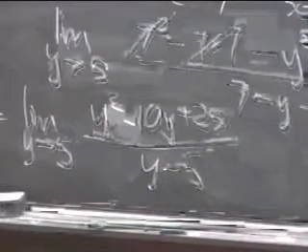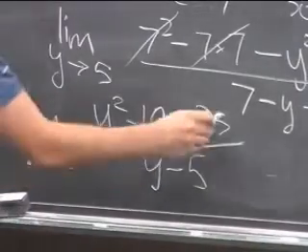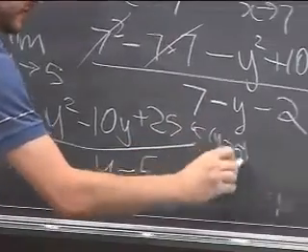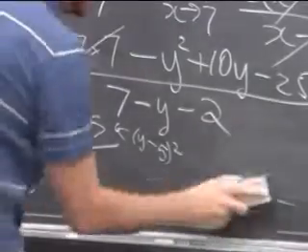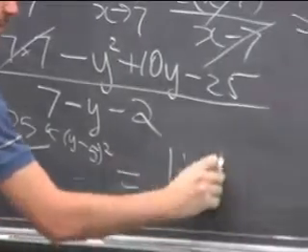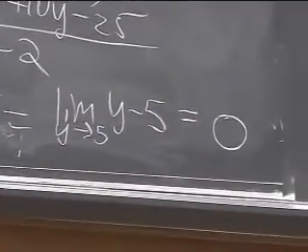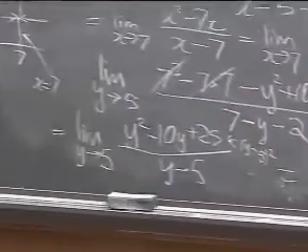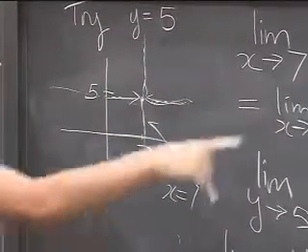All right, that's again 0 over 0, but we can factor the top. The top is y minus 5 all squared. So actually we'll cancel out, and it works out to be the limit as y goes to 5 of y minus 5, which is 0. Okay, so as we approach from this direction or this direction, the function gets very close to 0. As we approach from this direction, the function gets very close to 7.